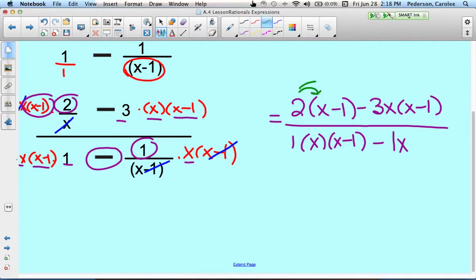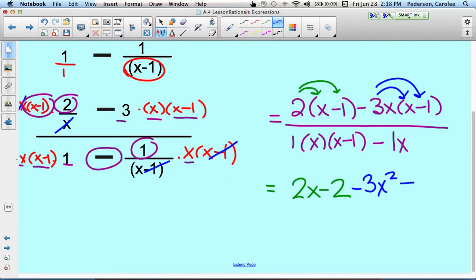All right, let's do some distributing. So let's distribute this 2 to both pieces. So we have 2x minus 2. Then we'll distribute the minus 3x to both pieces. So minus 3x times x is minus 3x squared. And minus 3x times negative 1 is positive 3x. In the denominator, we distribute 1x, which is x, and then distribute x to those two pieces, and we get x squared minus x. And then we still have this minus 1x.